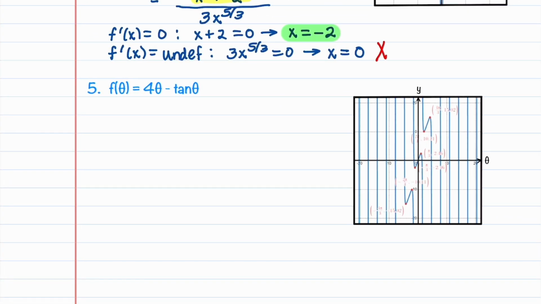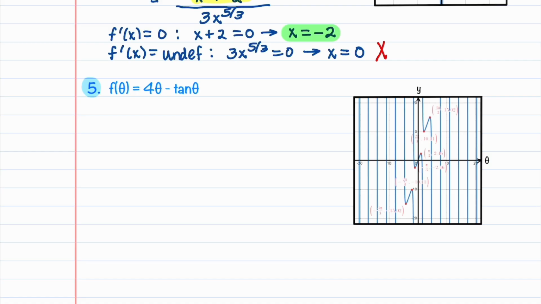Our last example is f of theta is equal to 4 theta minus tangent theta. I had to include one of these examples because when I've taught this in class, I found that the trig examples are the most challenging for students.